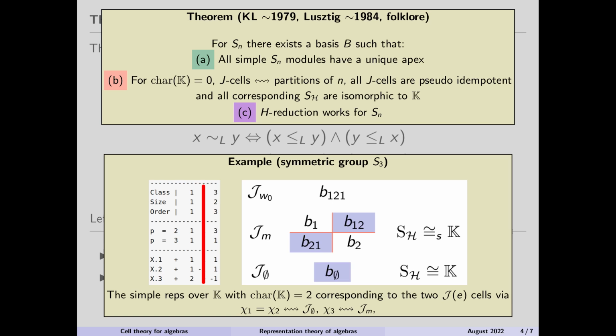Any questions? Yes? Sorry if you already said this, but is it a fact that over any characteristic you always have enough pseudo-idempotents? Yes. It's part of the ABC theorem upstairs.